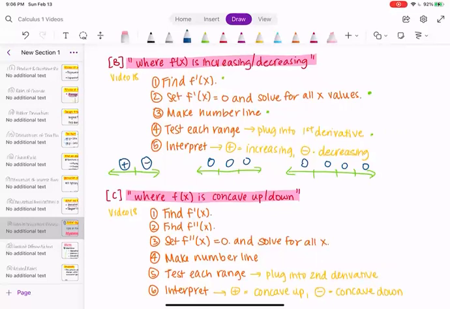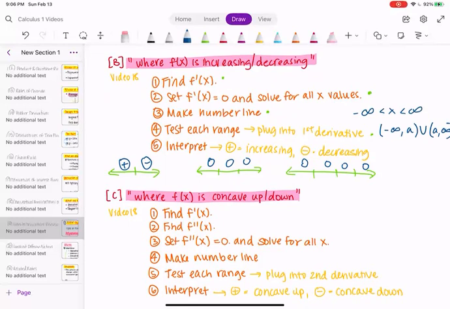And then in that video also, I go through how to actually write where it's increasing and decreasing. There's two different ways. You can either write it as, for example, negative infinity to x to infinity, or you can write it as negative infinity to whatever number, union, whatever number, comma, infinity. And I go into those details again in video 18.